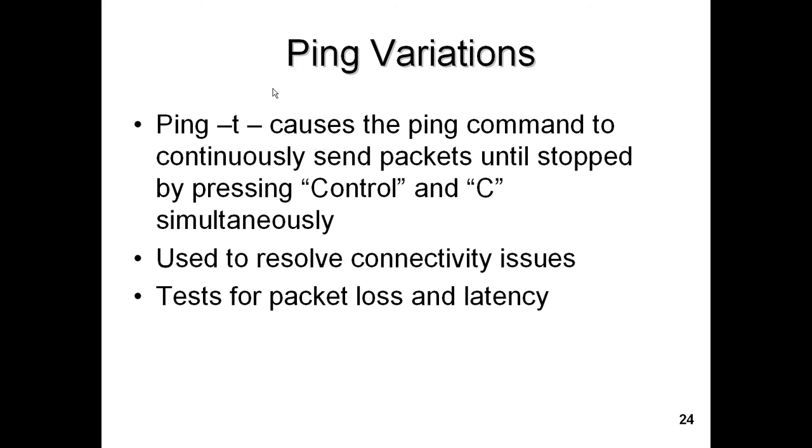Now, another variation of ping that is very handy is called ping-t, or ping space -t. What the normal ping command does is, when you type ping, it sends out 4 packets. If you type ping space -t and then the IP address or the URL you want to go to, it's going to continuously ping until you turn it off. And this is an excellent tool to use for resolving connectivity issues.